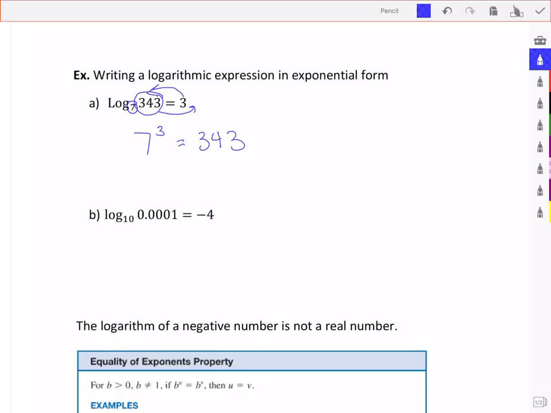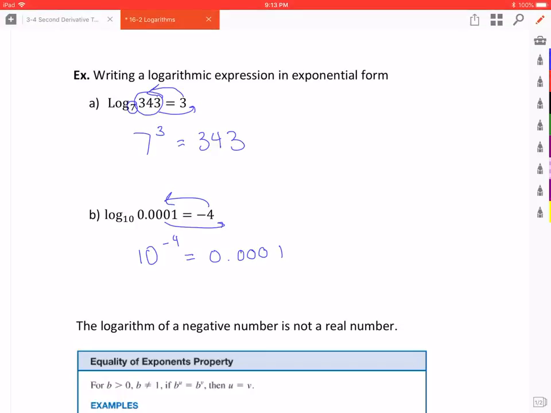All right, this next one, log base 10 of 0.0001 is equal to negative 4. Again, the base of the log is now the base of the exponent. The negative 4 jumps across and is now the exponent on that 10. And the 0.0001 is on the other side of the equal sign.